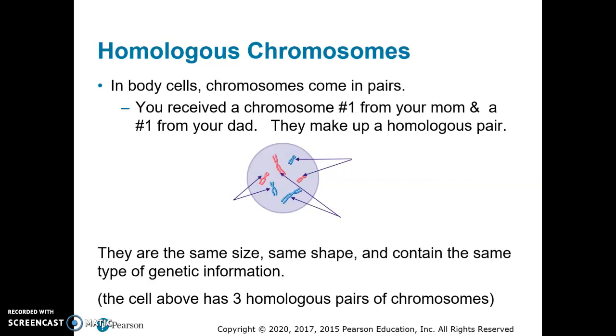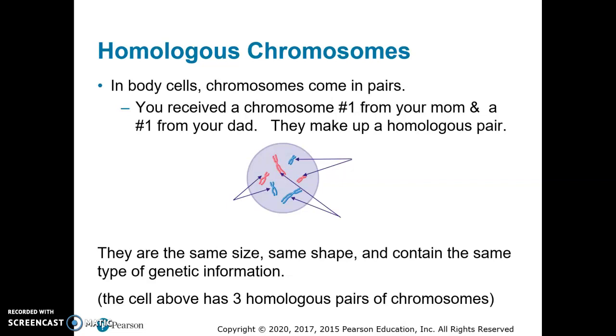So when we're talking about our body cells, the scientific term for a body cell is a somatic cell. And in our body cells, or somatic cells, our chromosomes come in pairs. You've received a chromosome number 1 from your mom and a number 1 from your dad. They make up what is called a homologous pair.